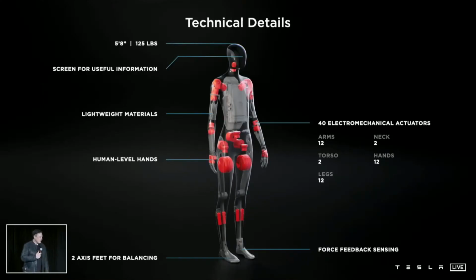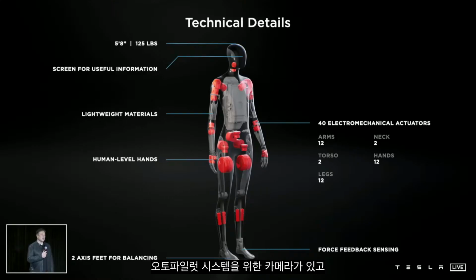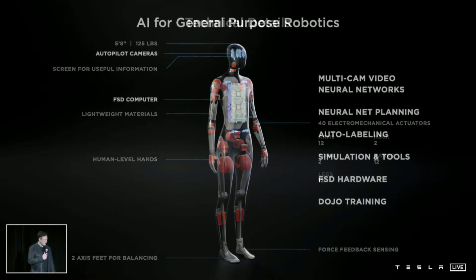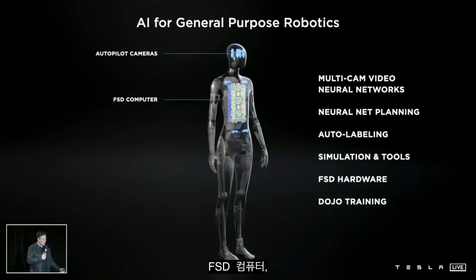So yeah, it's around 5'8". Has sort of a screen where the head is for useful information, but it's otherwise basically got the autopilot system in it. So it's got cameras, got 8 cameras, and the full self-driving computer, making use of all of the same tools that we use in the car.